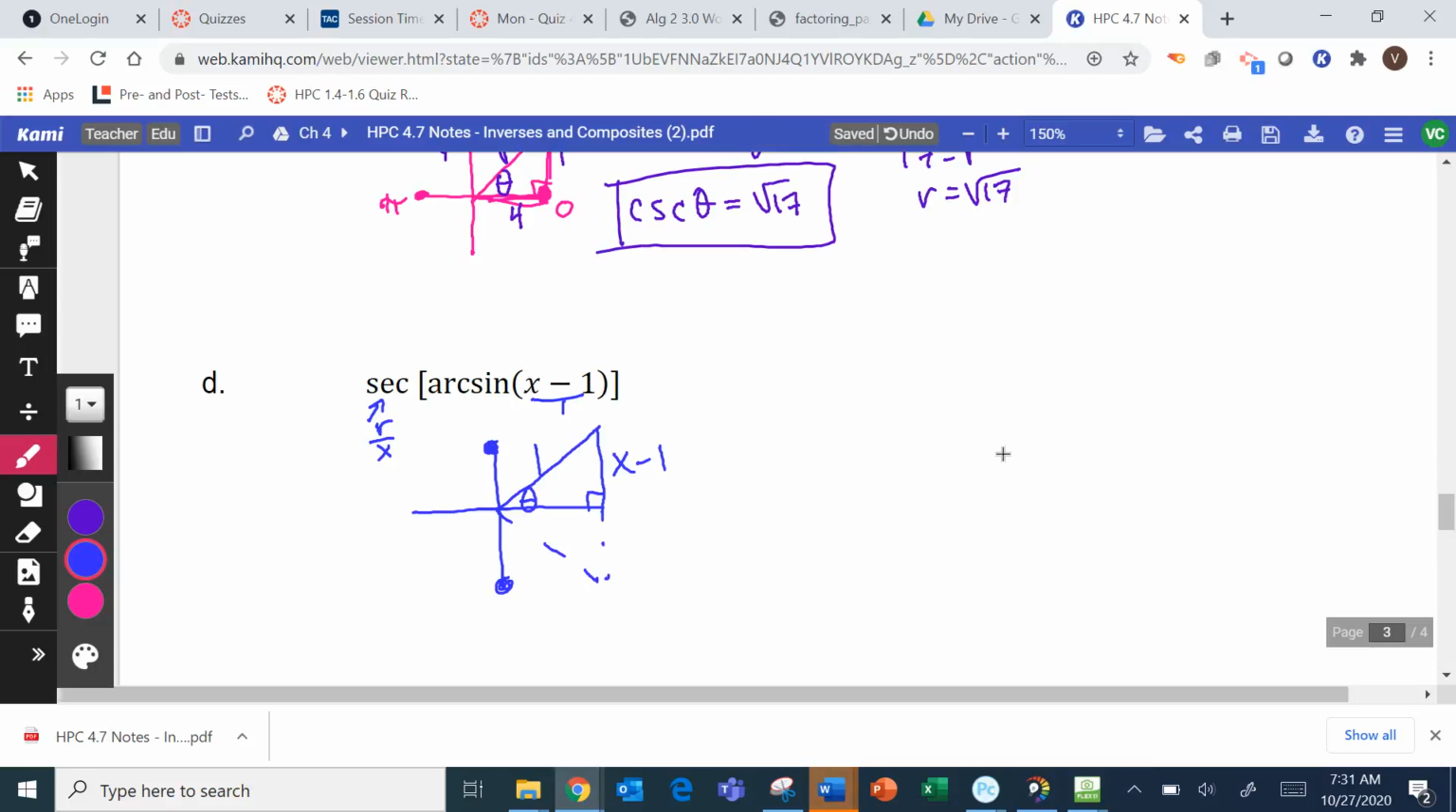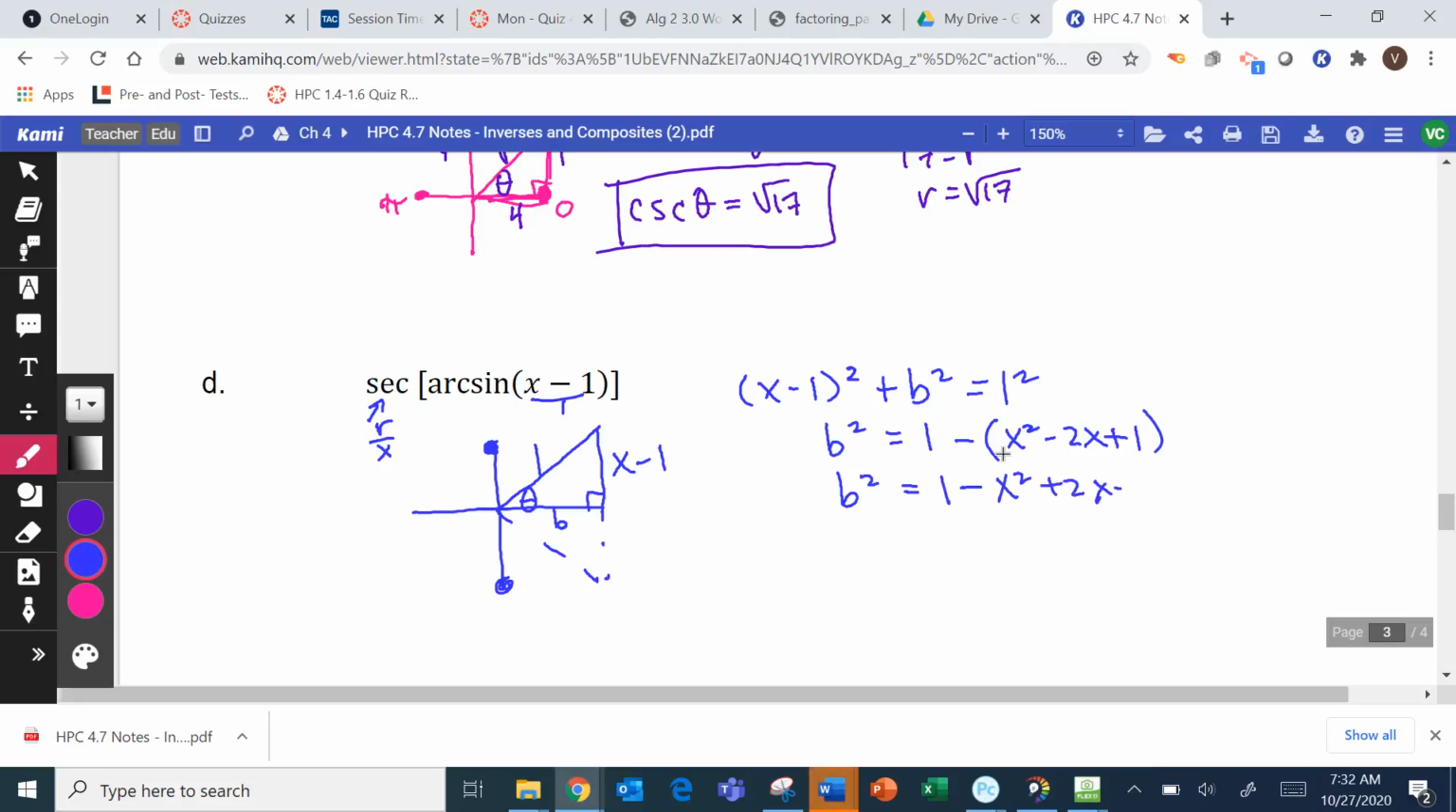And we need to find the x value. I'm going to call that b, since we already have some x's in this triangle. In order to find a missing value when you know two sides of a right triangle, we're going to do the Pythagorean theorem. So we'll do x minus 1 squared plus b squared equals 1 squared. So we'll have b squared equals 1 minus, and I'm going to go ahead and square this, x squared minus 2x plus 1. So b squared equals 1 minus x squared plus 2x minus 1.